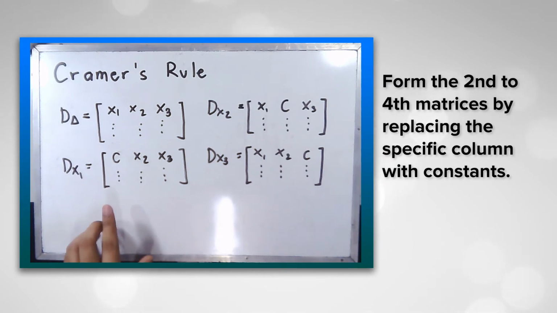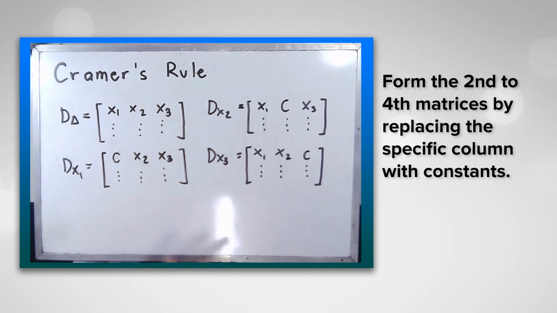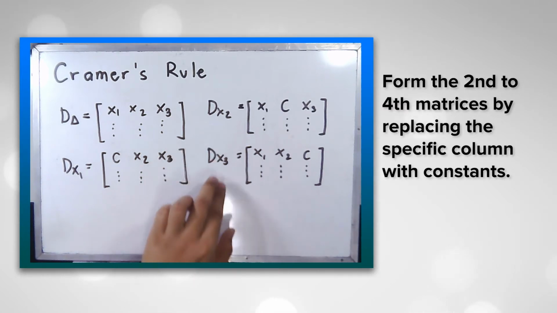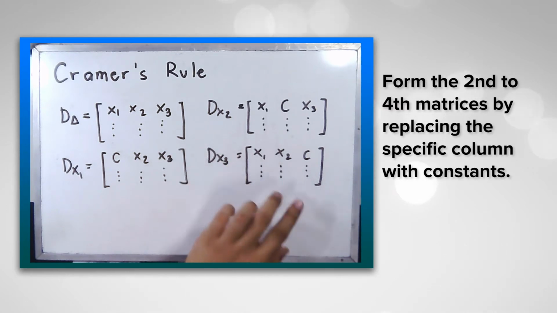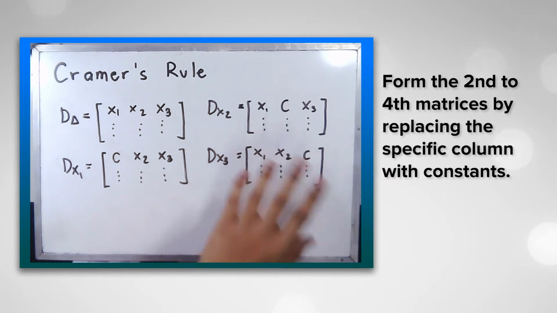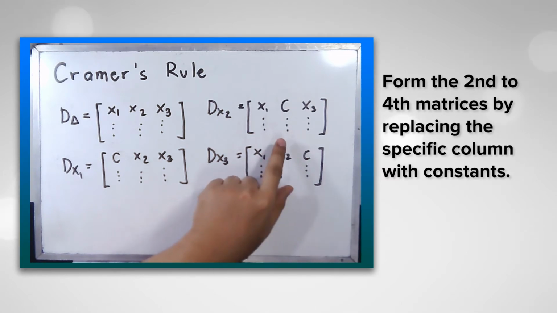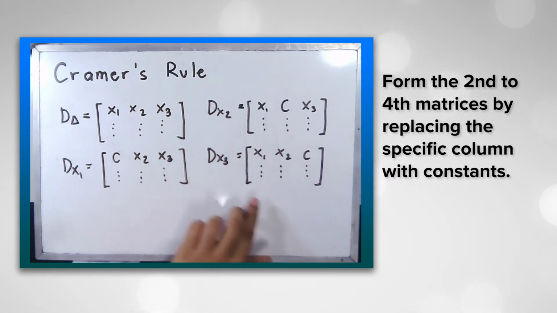So we will just simply change the column where originally the x sub 1 is located into a column for the constant. So this will have the columns c, x sub 2, and x sub 3. The same method applies to other columns. For example, for the x sub 2 rather, we will have the column x sub 1. Then originally this is a column for the x sub 2. We will be changing that into a column for the constant, and then the third column will be for the x sub 3. It also applies in this matrix.